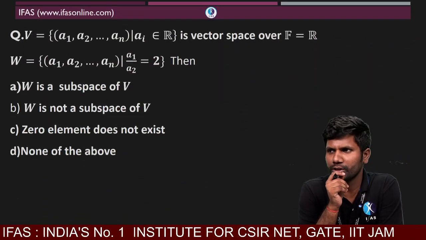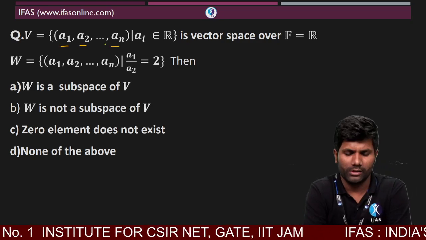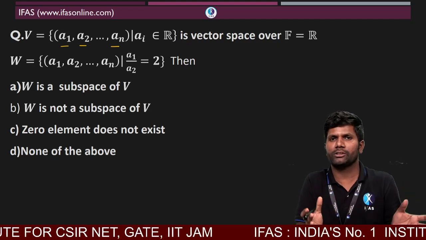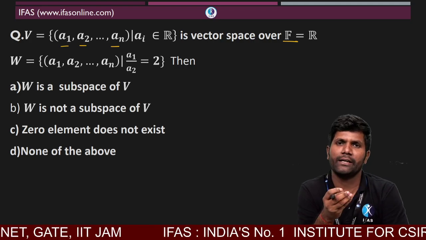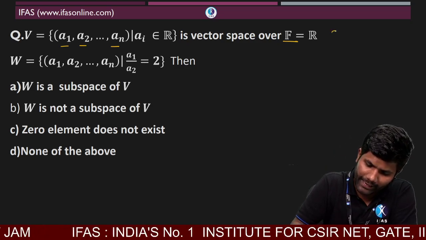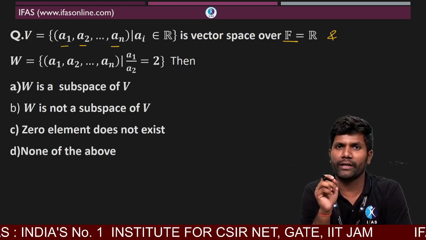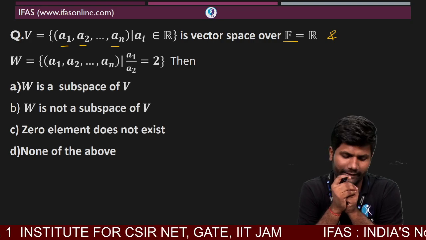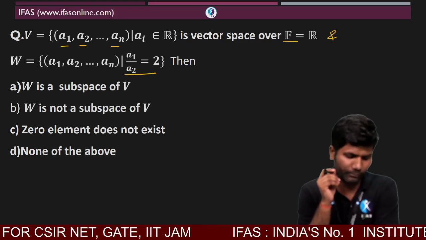So let us consider the first question. Given that a1, a2 and so on up to an, and each ai belongs to R. It means that a1, a2, a3 and so on up to an, all entries belong to real numbers, is a vector space over a field F, and what is the field F? Field F is the set of all real numbers, that is R. Okay. And W is given, and W contains the set of all n-tuples (a1, a2 and so on up to an), but these n-tuples satisfy a certain condition. So what is that condition? That condition is that a1 by a2 is equal to 2. Okay.